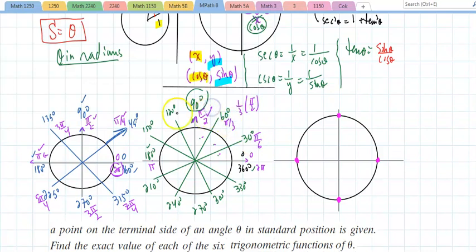3 pi over 6 reduced. 4 pi over 6 reduced by 2. 5 pi over 6. 6 pi over 6. 7 pi over 6. 8 pi over 6 reduced. 9 pi over 6. 10 pi over 6 reduced, 11 pi over 6, and 12 pi over 6. If you get those two down, it takes about 5 minutes to get those going. That's 1/3 of this class.